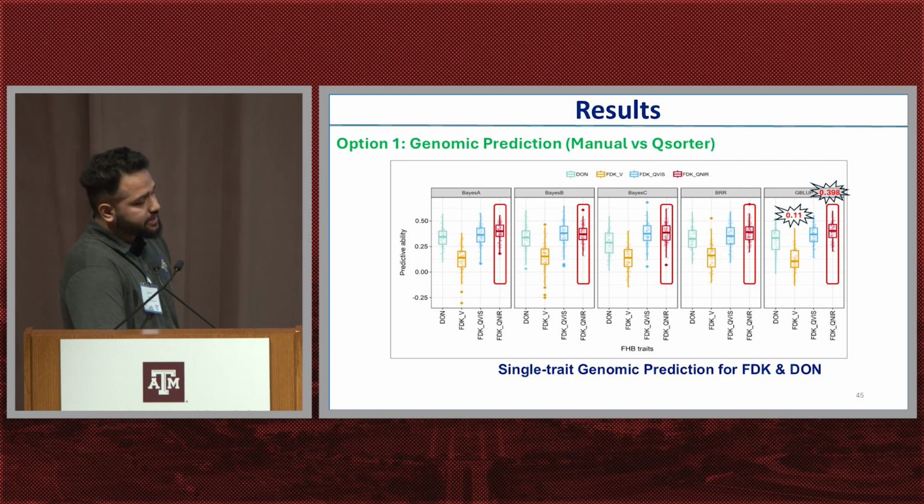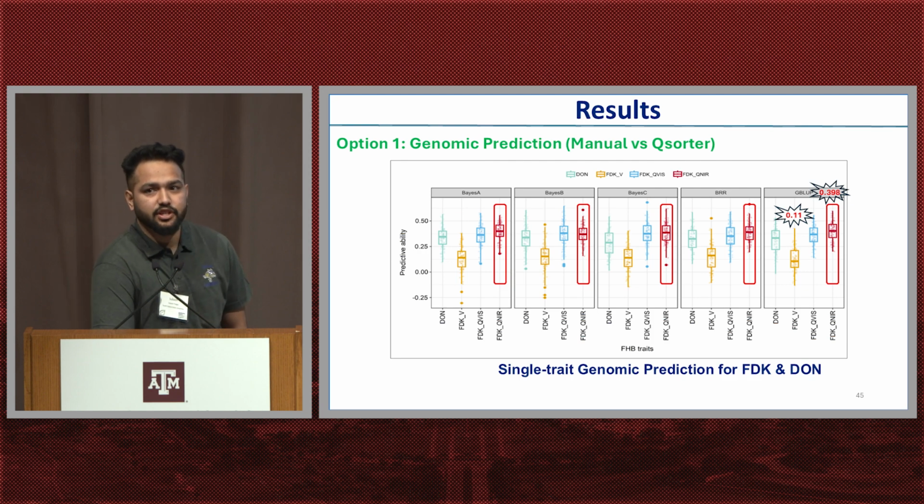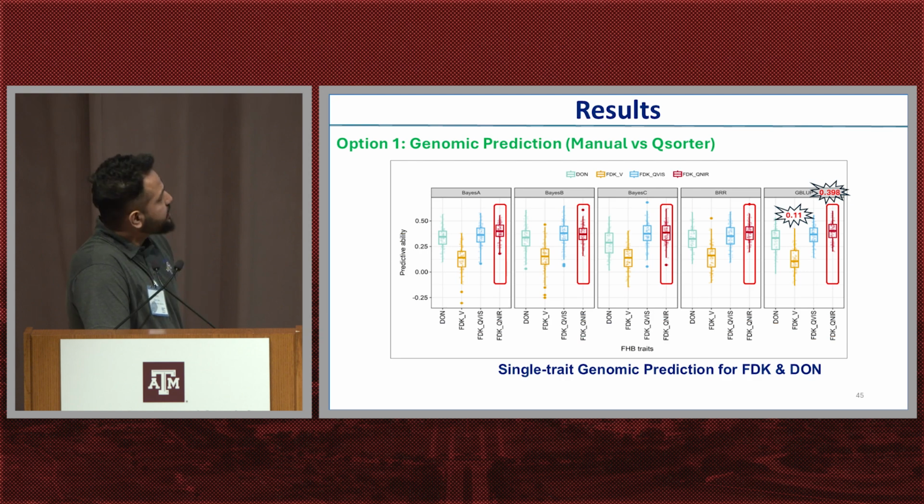So moving into my results section, first I used the single-trait genomic selection model. Here, I used five different models and tried to predict the traits. As I mentioned, we have two different FDK ratings from QSorter: FDK-RGB, which is the RGB camera-based FDK, and FDK-NIR, which is the NIR camera-based FDK. And FDK-V refers to the FDK data that is from the human rater. And DON, basically, is the toxin.